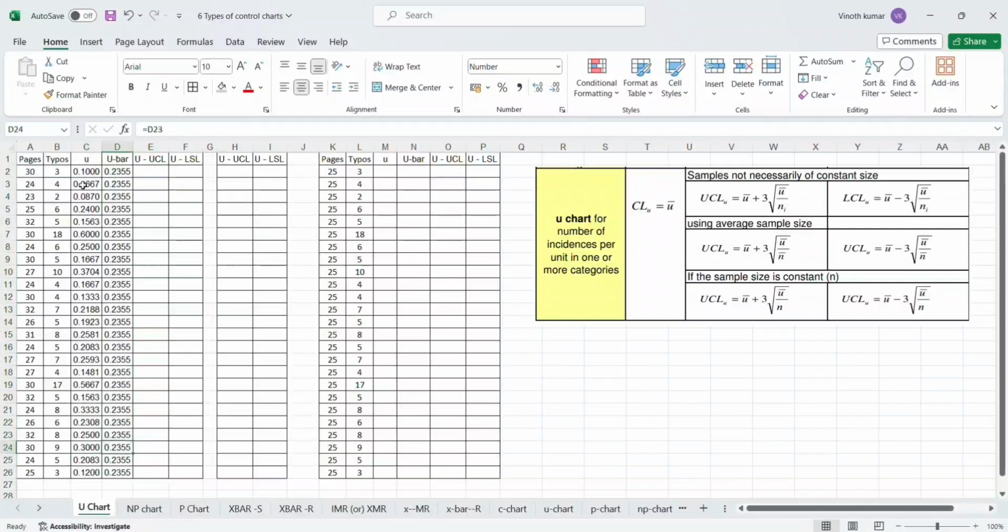Now I have to calculate my upper and lower control limits. Sorry, it's upper and lower control limits, not specification limits. Let me change it.